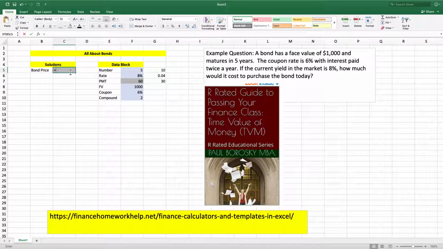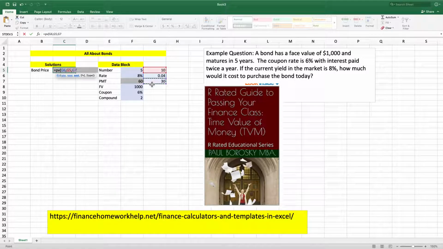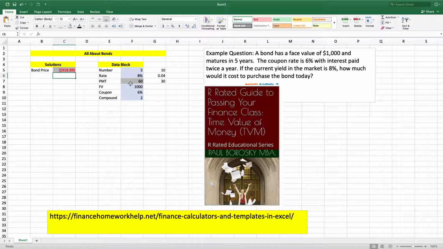All right, so let's go back to the bond price. It's going to be PV, open up the parenthesis. So we're going to click on the interest rate, which is going to be 4%, hit the comma, and then the number is going to be the 10, hit the comma, payments 30, hit the comma, future value is 1,000, and then we can close up our parenthesis, hit enter, and voila, we've got $918.89. And that's pretty much how you make this calculator to solve for the bond price.